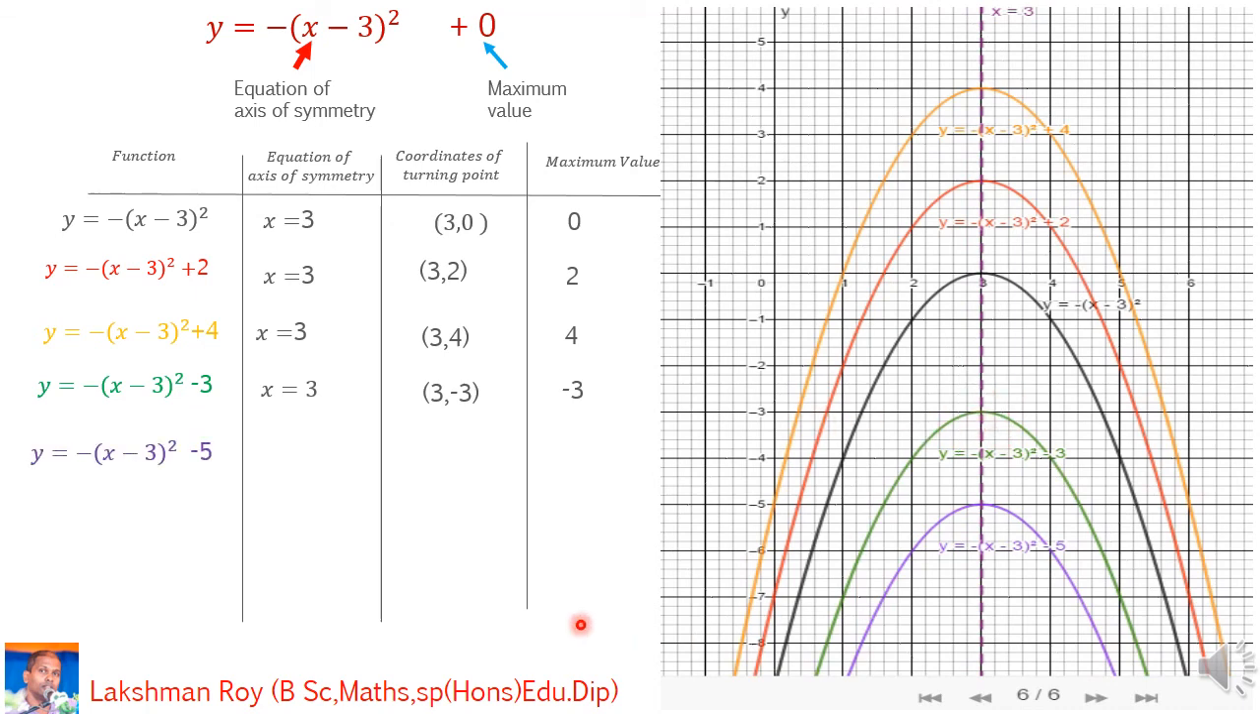Last function, what happened? y equals negative (x minus 3) squared minus 5. The equation of the axis of symmetry is x equals 3. For the coordinate, you can see x is 3, y is negative 5, and the maximum value is negative 5. So those are the functions.